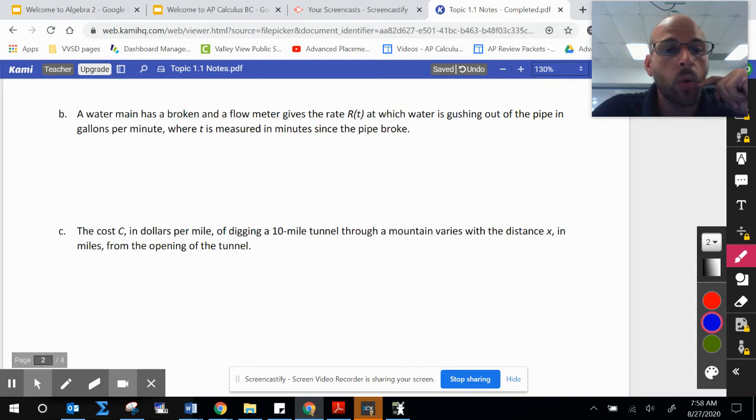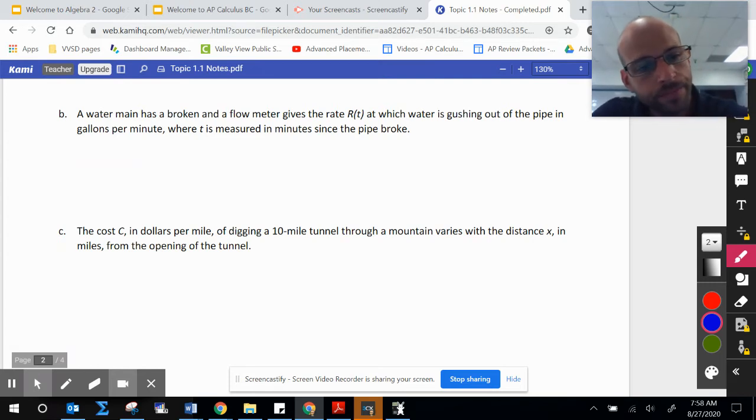So I have a water main that's broken, and a flow meter gives the rate R of t at which water is gushing out of the pipe in gallons per minute. So my output of this function is going to be gallons per minute.